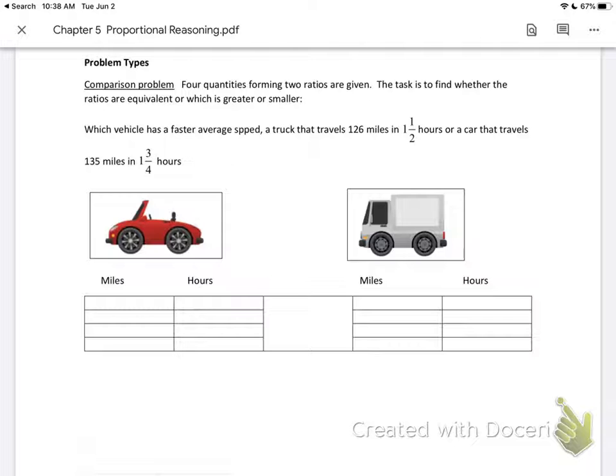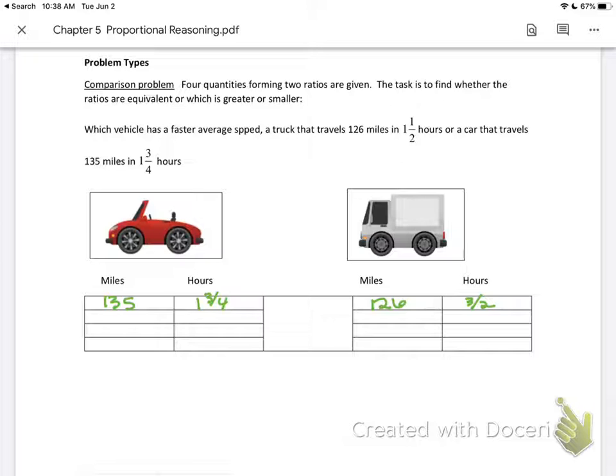Under my truck, I'm going to say 126 miles, and I'm going to say an hour and a half, but instead I'm going to say 3 halves. For the car, it's going 135 miles in 1 3/4 hours. I want to figure out if I can get this down to a common time unit. Because fourths are over here and halves are over here, I could probably get everything down to fourths and then do a direct comparison.